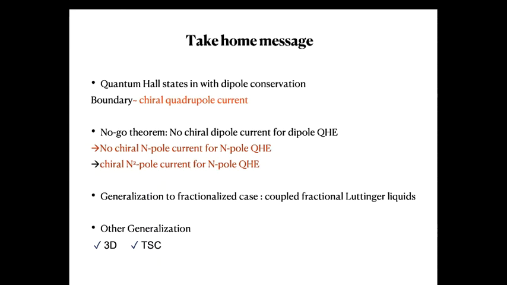If we have a system with conserved quadrupole moment, what I can say is it is impossible to have a chiral quadrupole moment at each boundary. Otherwise, such a system would again be anomalous as a whole. And in principle, we can generalize our coupled wire construction to the fractional case by coupling fractional Luttinger liquids, and eventually we can get some analogue of the fractional quantum Hall effect with a dipole-conserving symmetry.